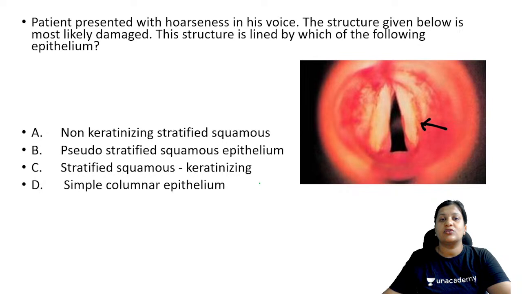A patient presents to you with hoarseness of voice. The structure given below is most likely damaged. This structure is lined by what kind of epithelium? If you see, they are pointing towards one structure. What is the lining epithelium of this structure? Is this non-keratinized stratified squamous epithelium, pseudostratified squamous epithelium, stratified squamous but keratinizing type of epithelium, or simple columnar epithelium? So what do you think is the answer for this question? Yes, I'm waiting for the answers.